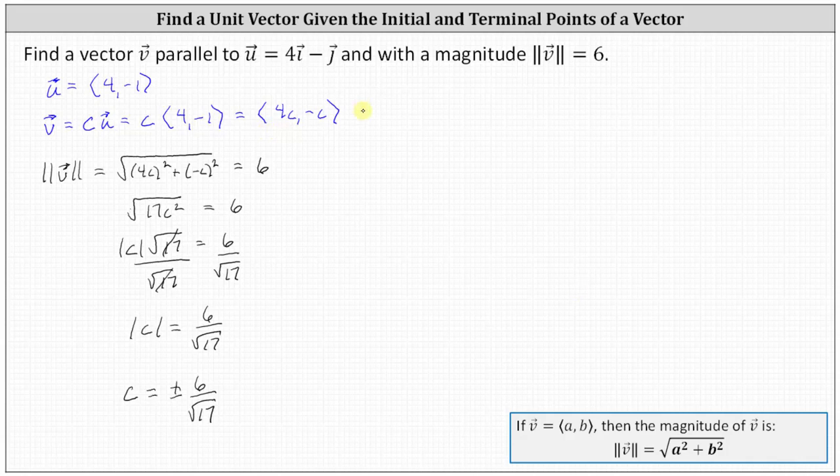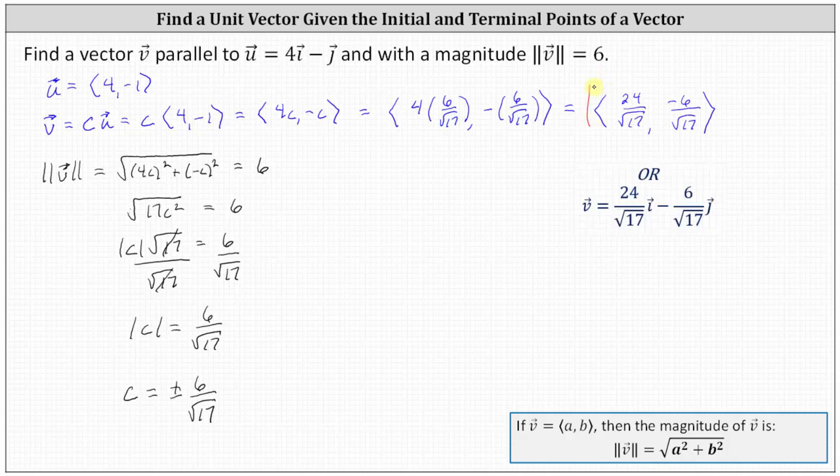So to finish, our vector v, let's use the positive value of c so the vector points in the same direction, and therefore the x component would be 4 times 6 divided by square root 17, and the y component would be -6 divided by square root 17. Simplifying one last time, the x component is 24 divided by square root 17, and the y component is -6 divided by square root 17. This is a vector v that is parallel to vector u and has a magnitude of 6.